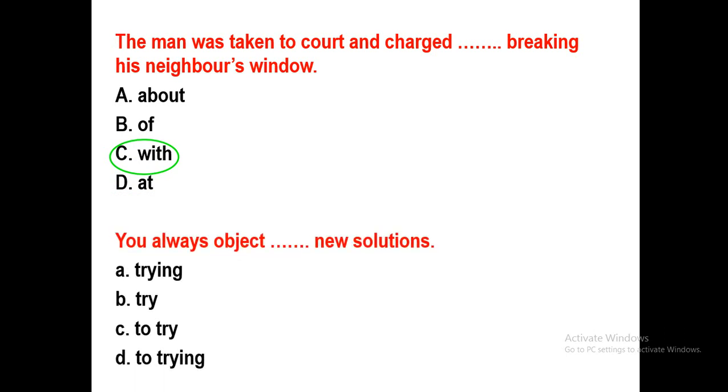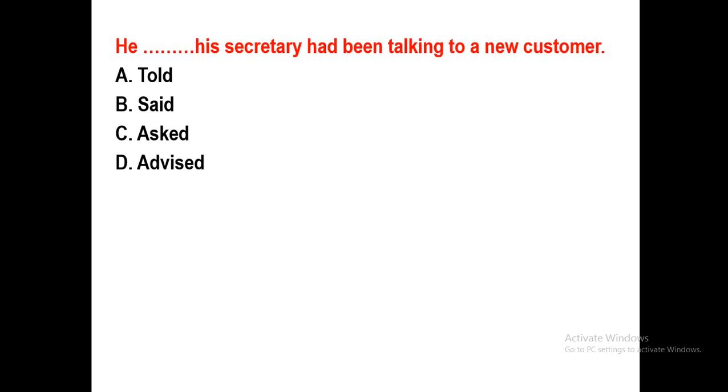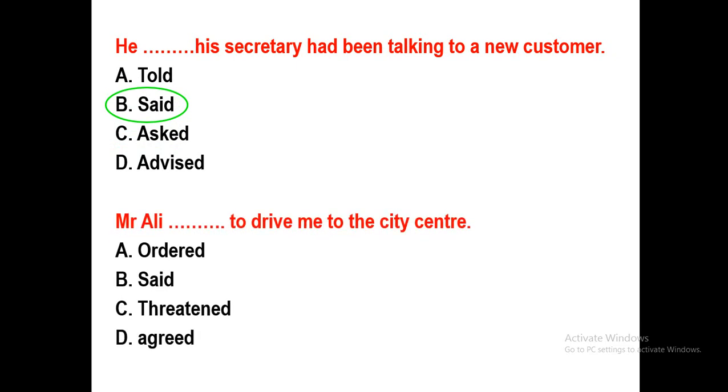You always object space new solutions. Yes, you always object to trying new solutions. Here trying is a noun and object to is followed by a noun. He space his secretary had been talking to a new customer. Yes, he said. Mr. Ali space to drive me to the city center. Yes, agreed to drive me to the city center.